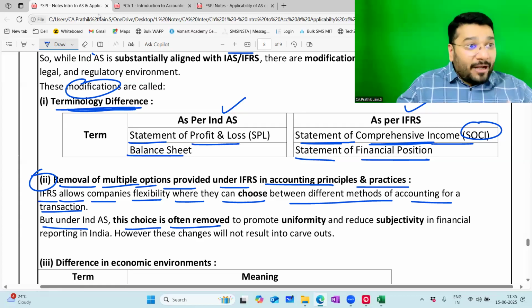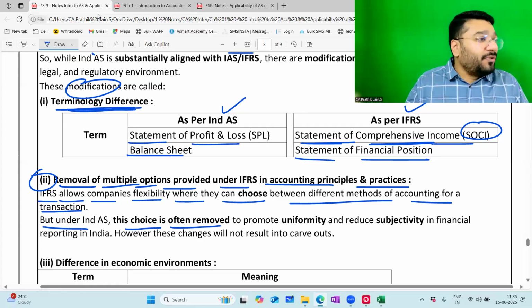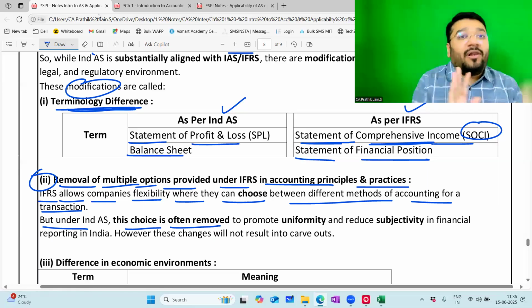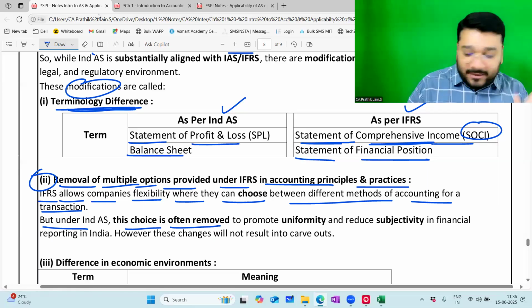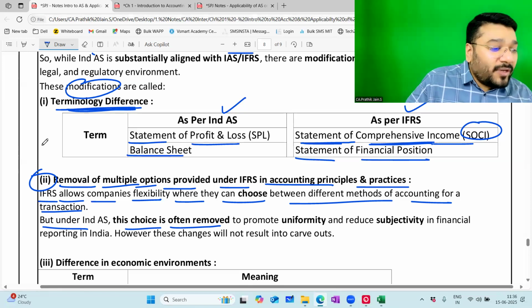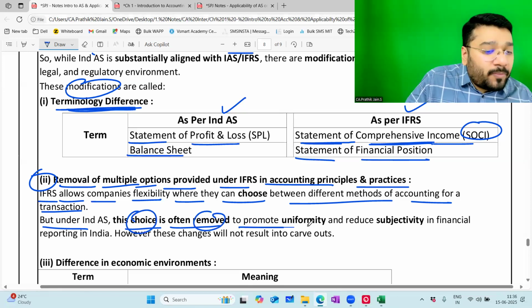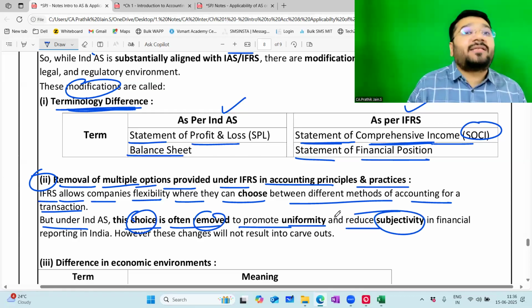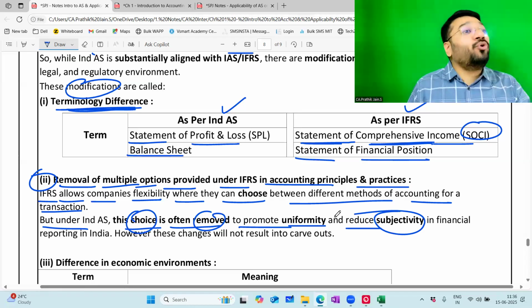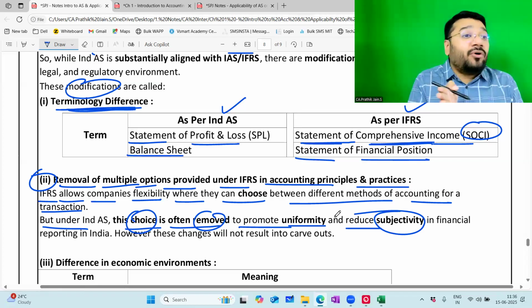Same way, if you make your law so complicated, with so many options, looking at that you feel like not following it. Therefore, we say that we know Indian people, so we will not give too much option, we'll try to restrict it. So in India, the choice is removed to promote uniformity and reduce subjectivity. Subjectivity means, subject to this, do this; subject to that, do that. So we gave different options for different scenarios.